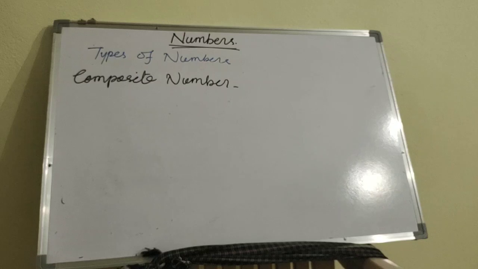The numbers greater than 1 which are not prime are known as composite numbers, for example 4, 6, 8. 1 is neither a prime number nor a composite number. 2 is the only even number which is prime. Except that, 4, 6, 8, 9, 10, 12, 15, all these are composite numbers because these are not prime numbers.